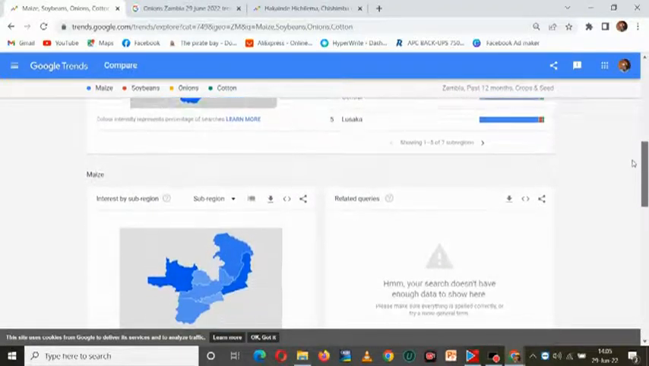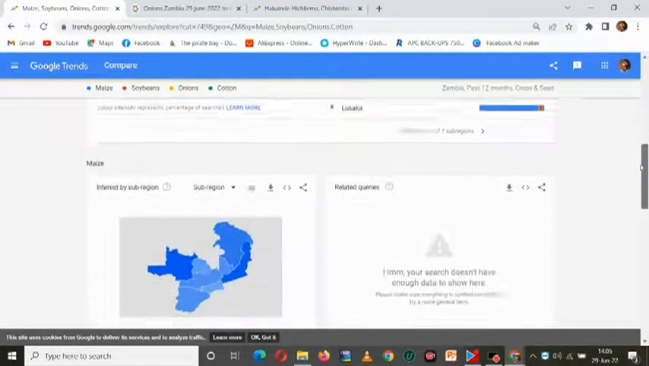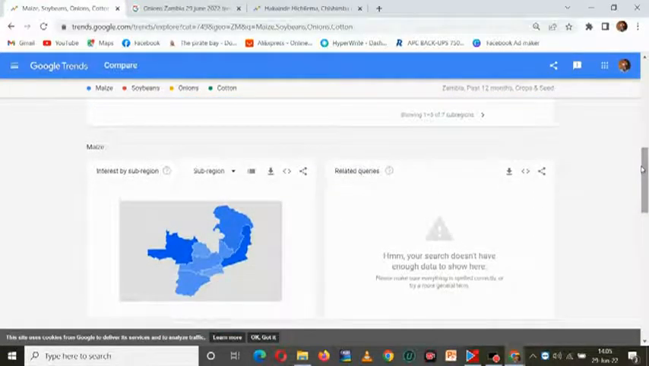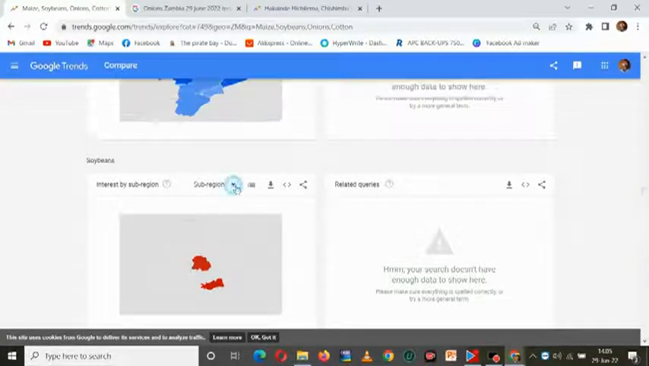Now, you may ask, is it possible to search per town? Yes, but sometimes it's not that very effective because Google Trend looks at the amount of data available for it to make analysis. So if the amount of data that you have is very small, Google will ignore that. So now let's try for city.